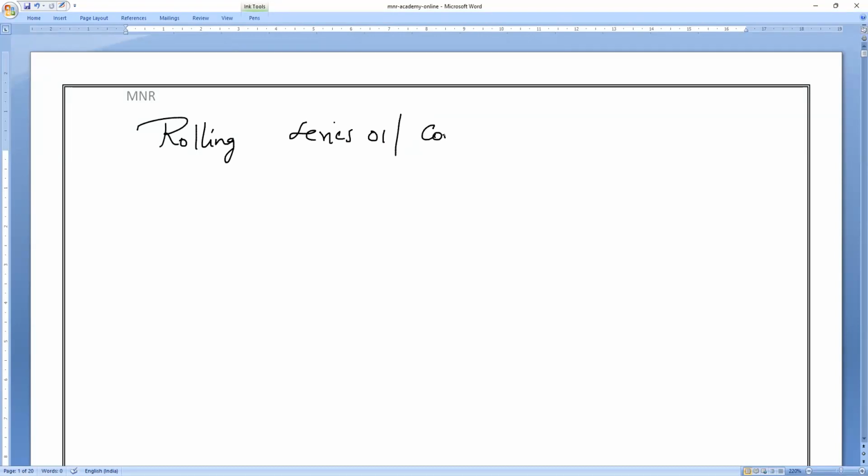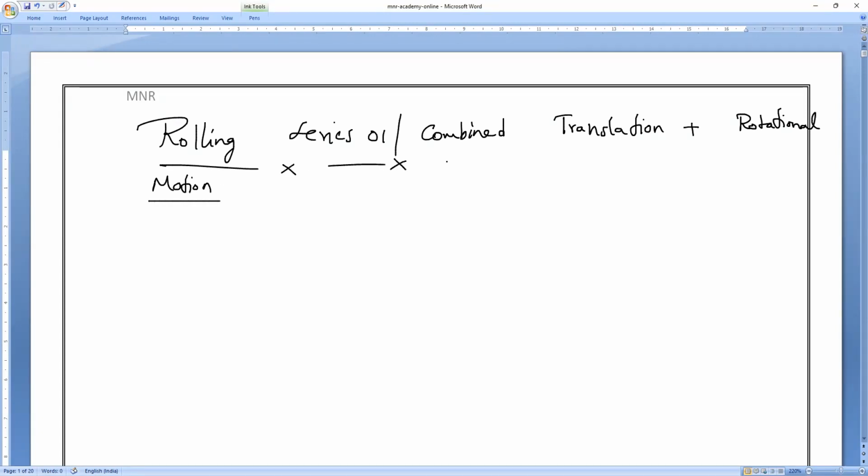So it is a combined motion. Whenever an object is rolling, we all know that it is a combined motion. Rolling motion means it is having two kinds of motion. What is that, everybody? It is a translational motion, plus it is having another motion. What is that? It is called rotational motion. This is also a most important topic for NEET as well as JEE.